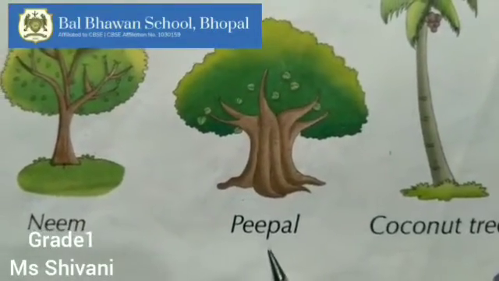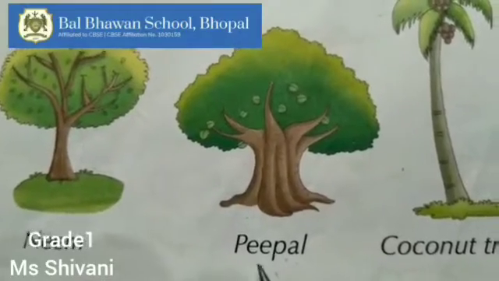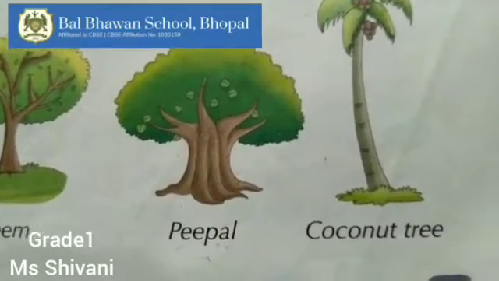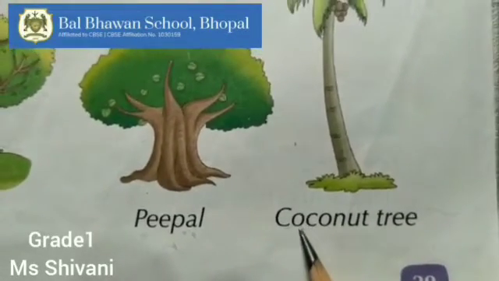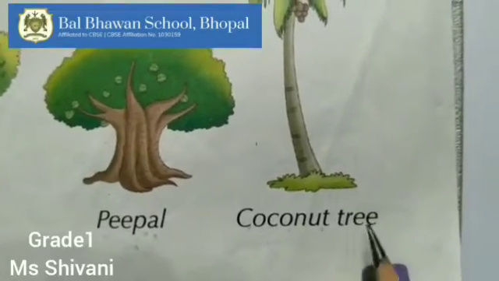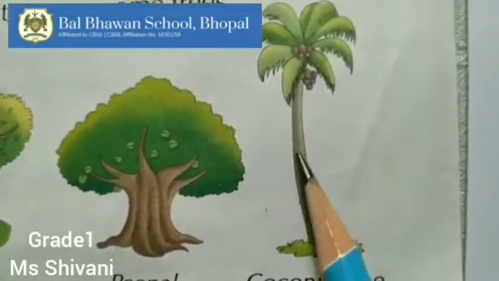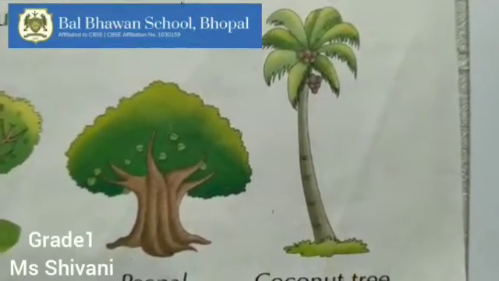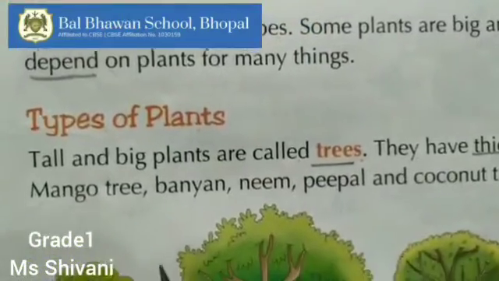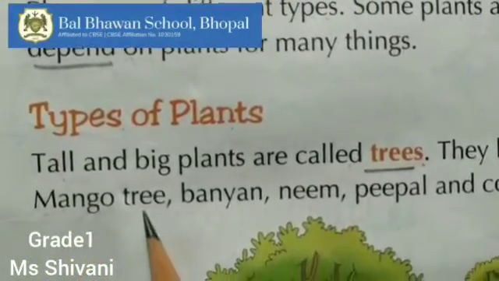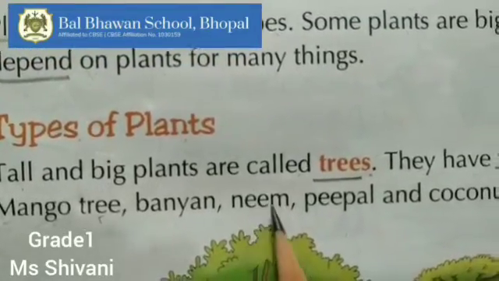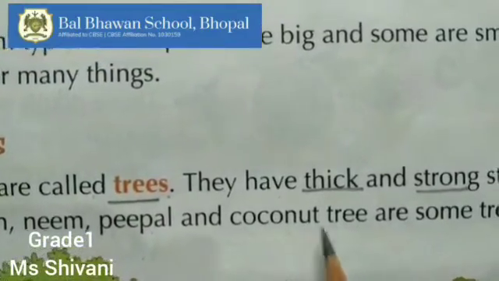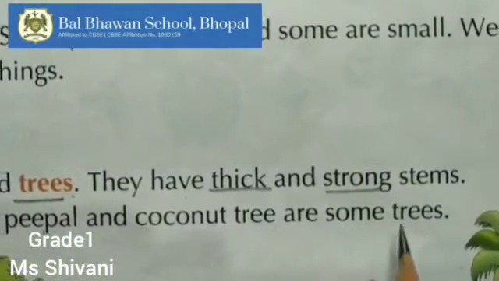Next big plant is peepal. See the stem. Next is coconut. Coconut tree. A very tall and strong tree. So, mango tree, banyan, neem, peepal and coconut tree are some trees.